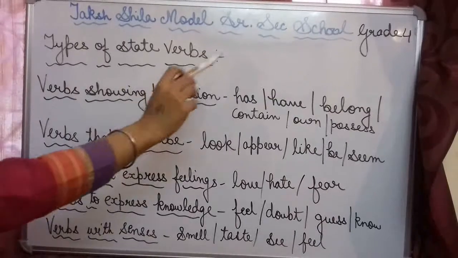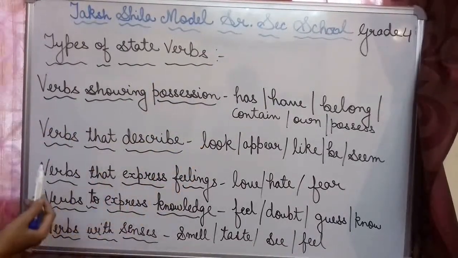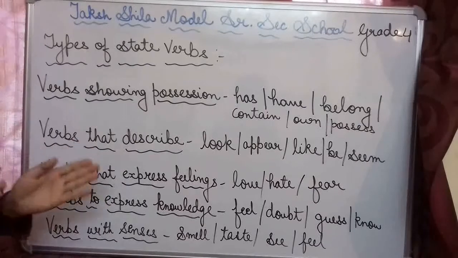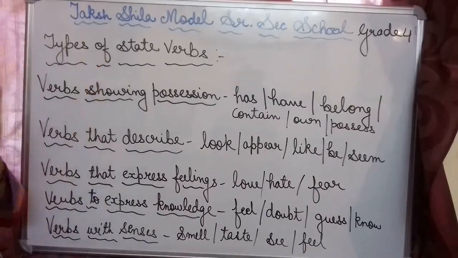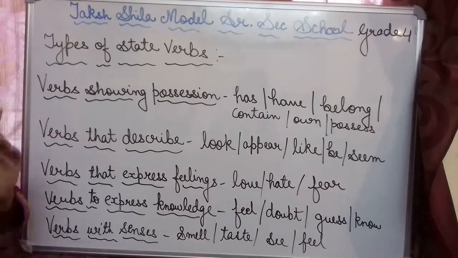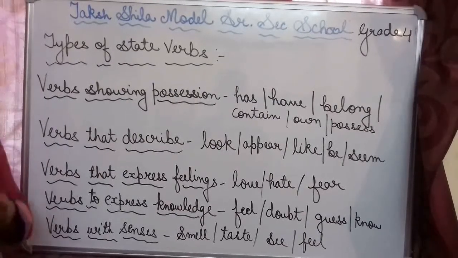So once again, let's have a recap. Verbs showing possession: has, had. Verbs that describe looks. Verbs that describe feelings. Verbs to express knowledge. Verbs with senses. So these kinds of verbs are included in state verbs because they are not action verbs, right? And the most important thing is that state verbs come in the present tense, right? We usually see the state verbs in the present tense.